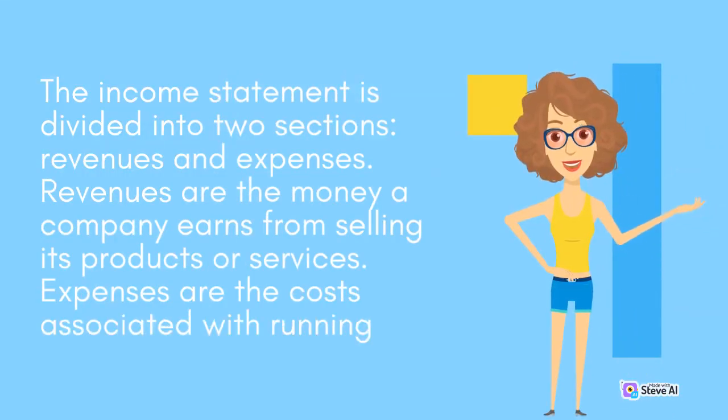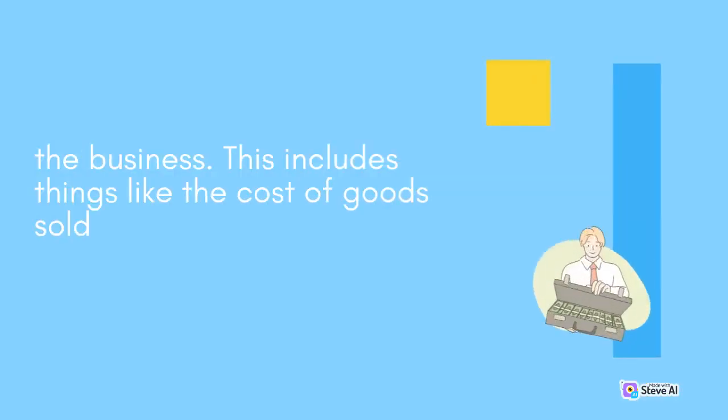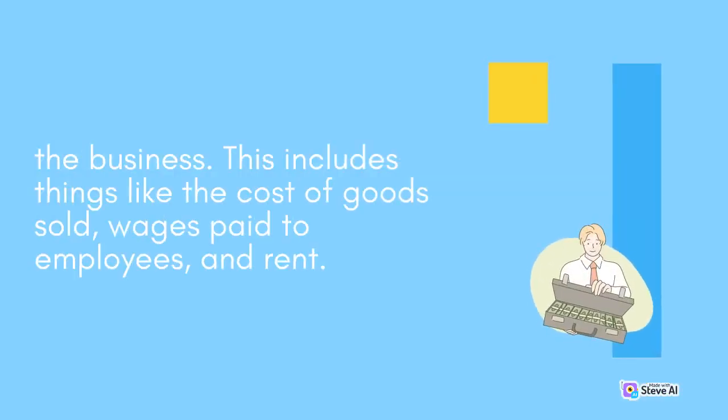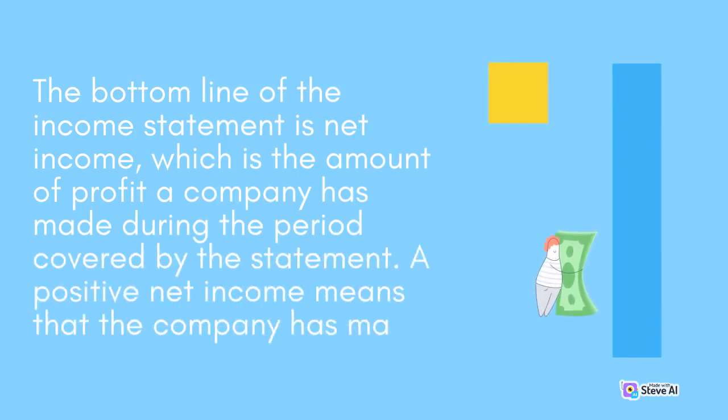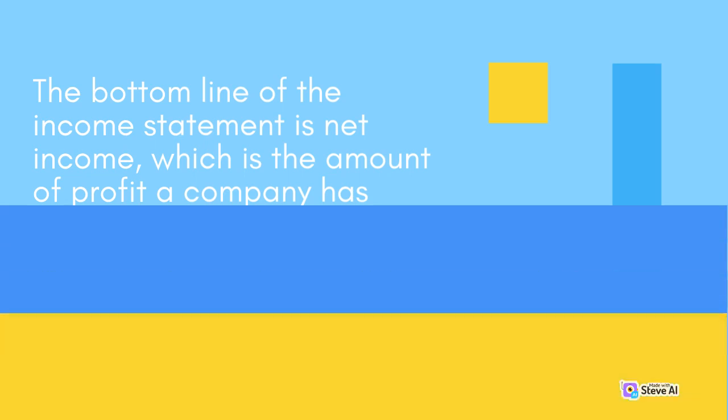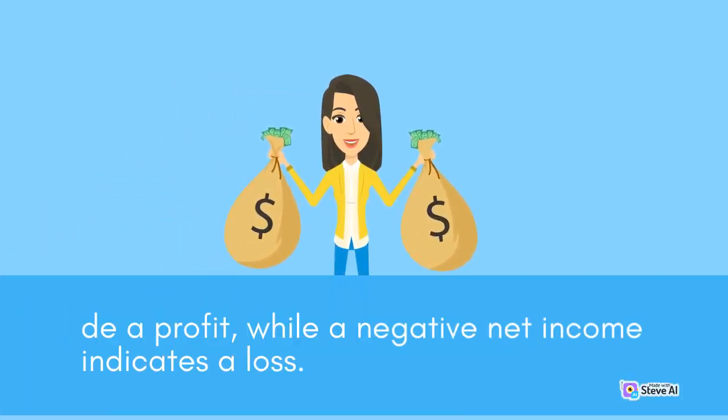The income statement is divided into two sections: revenues and expenses. Revenues are the money a company earns from selling its products or services. Expenses are the costs associated with running the business. This includes things like the cost of goods sold, wages paid to employees, and rent. The bottom line of the income statement is net income, which is the amount of profit a company has made during the period covered by the statement. A positive net income means that the company has made a profit, while a negative net income indicates a loss.